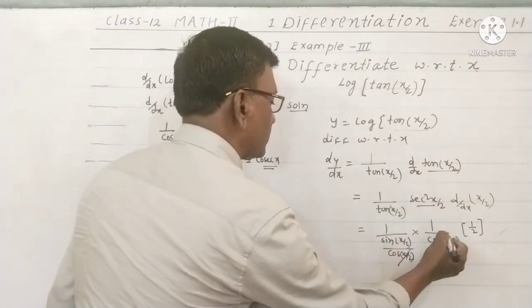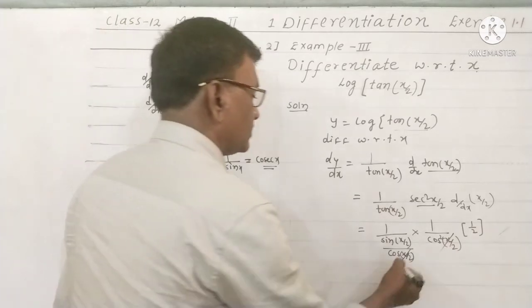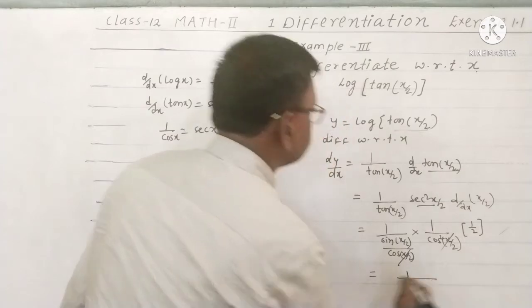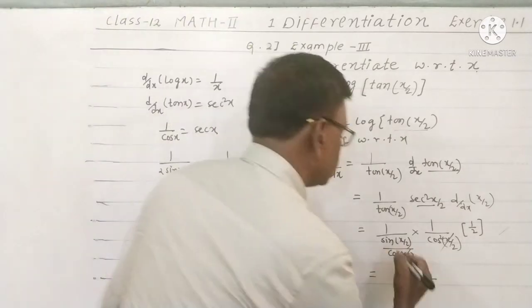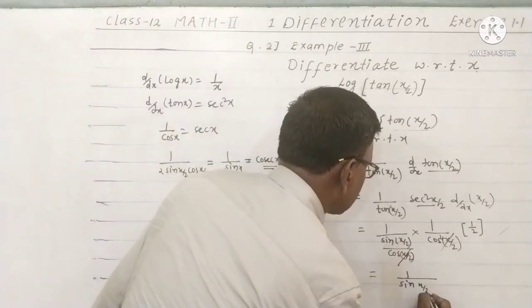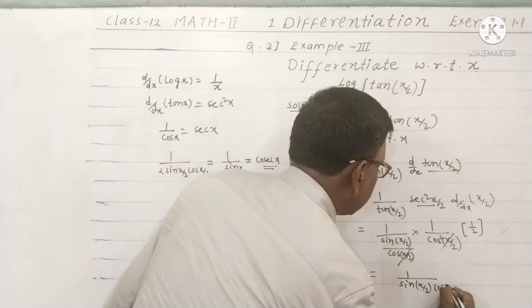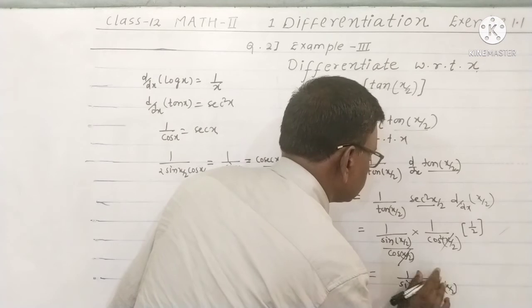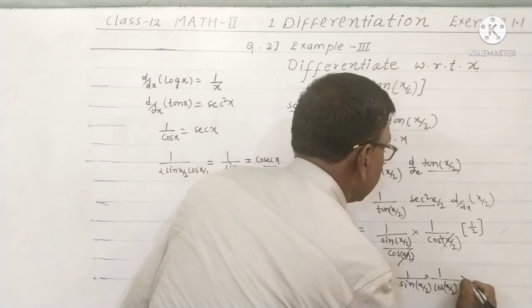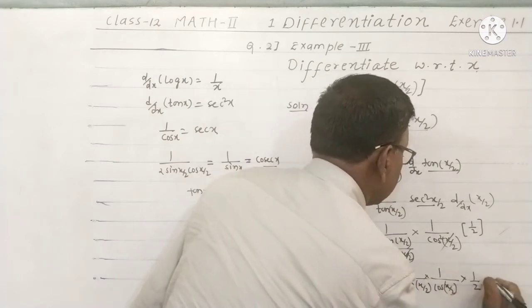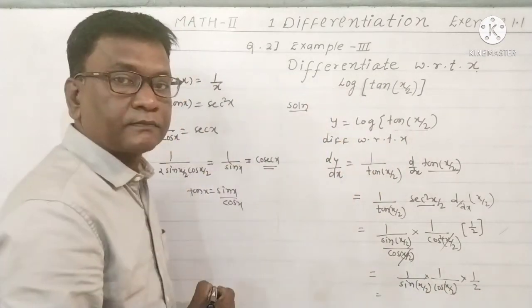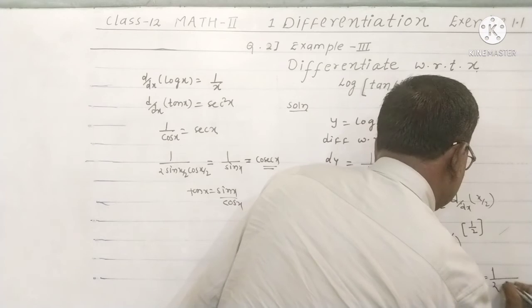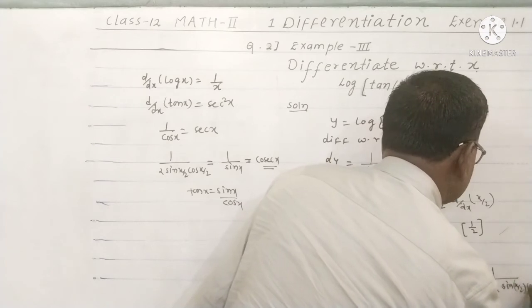This cos square x by 2 cancels with one cos x by 2. So here is 1 upon sin x by 2, and one cos cancelled, here is 1 upon cos x by 2, and here is 1 by 2. So again we write it as 1 upon 2 sin x by 2 cos of x by 2.